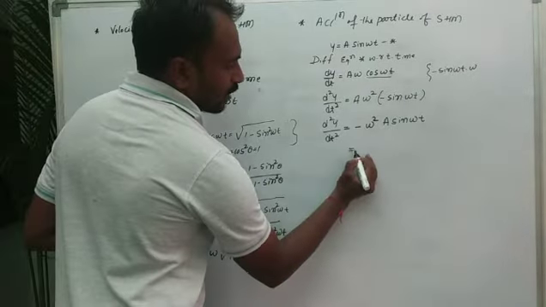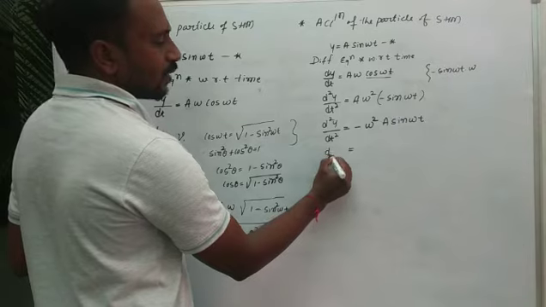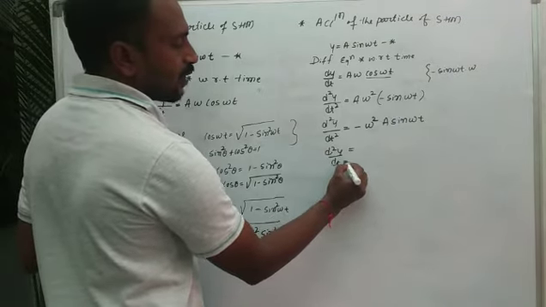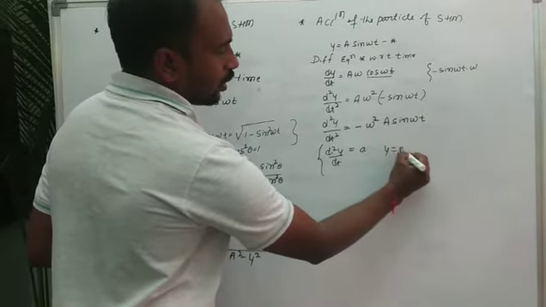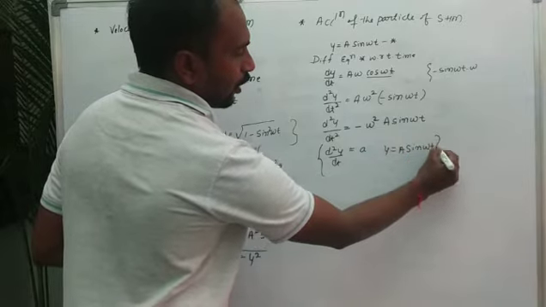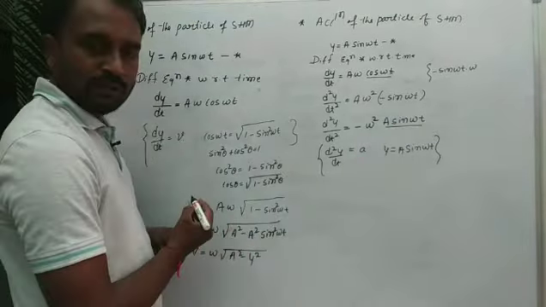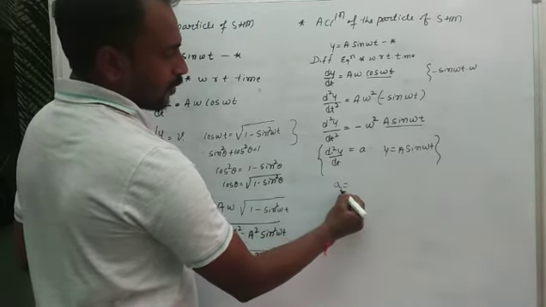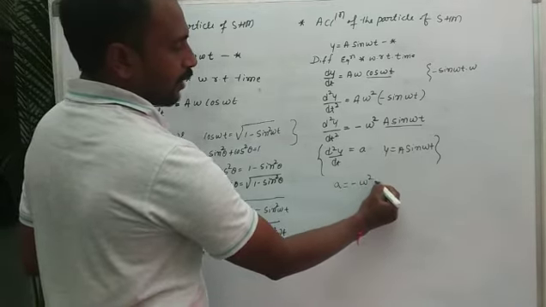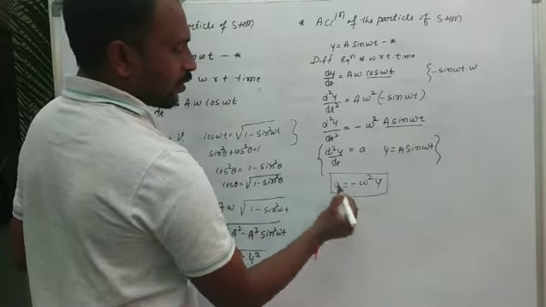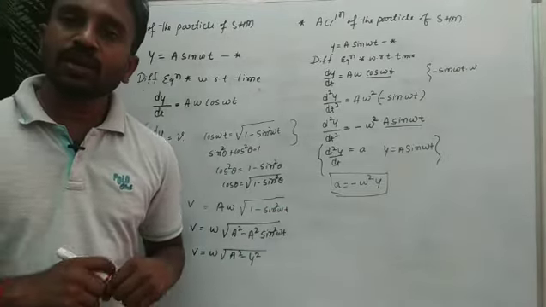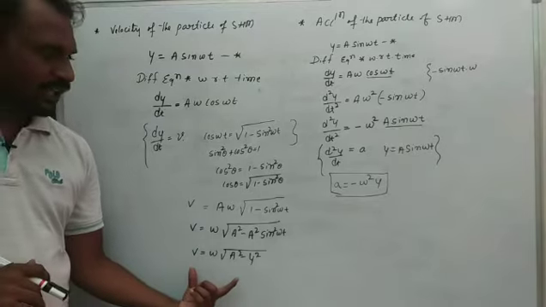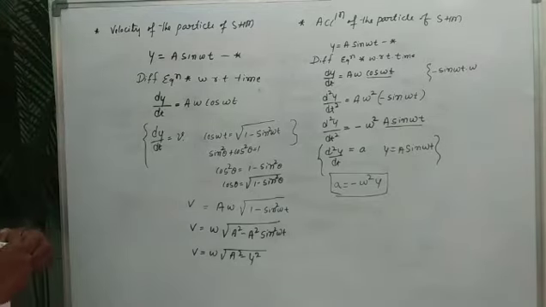So here d square y by dt square we consider as the acceleration, and y is equal to a sin omega t. In place of a sin omega t we write y. So the acceleration a is equal to minus omega square into y. Acceleration is equal to minus omega square y. So this is the acceleration of simple harmonic motion, and this is the velocity of simple harmonic motion. And the next concept is the force law of SHM.